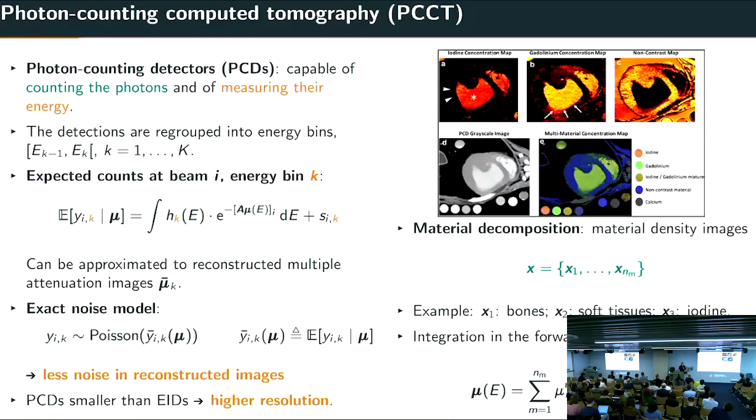Another key advantage of the spectral information in PCCT is that we are able to do material decomposition. So instead of reconstructing a single attenuation image, we are capable of reconstructing multiple material images. For example, we can have one image for bones, one for soft tissues, and one for iodine. And here iodine is usually used as a contrast agent, as a surrogate for blood perfusion. These materials are integrated in the forward model through an operator that is a linear combination of the material density images with known material energy attenuation curves.